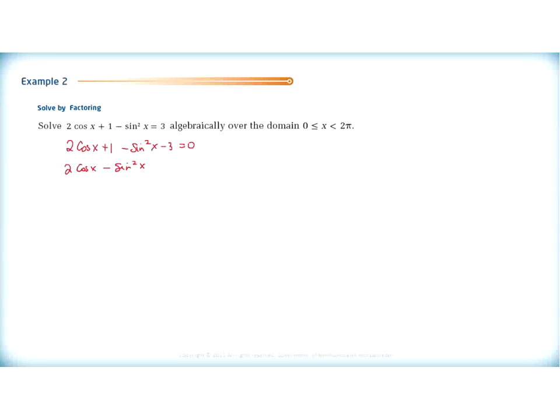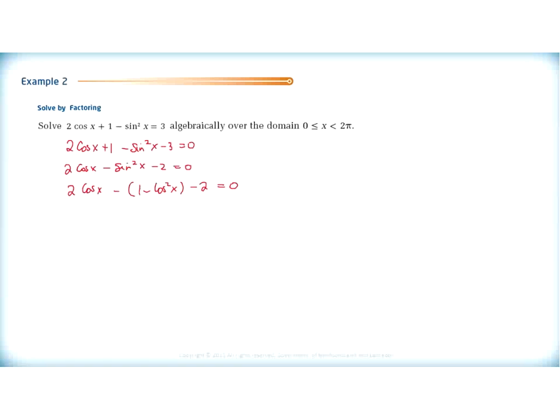I can rewrite this equation as 2 cosine x plus 1 subtract sine squared x subtract 3 equals 0, which gives me 2 cosine x minus sine squared x subtract 2 equals 0. Now we have a scenario here again where we got 2 trig functions, both sine and cosine in the same equation. If we could remove a common factor, like we did in the previous example, then we wouldn't have to worry about that. But in this case, we can't. So we actually got to replace sine squared x with something, or cosine x with something.